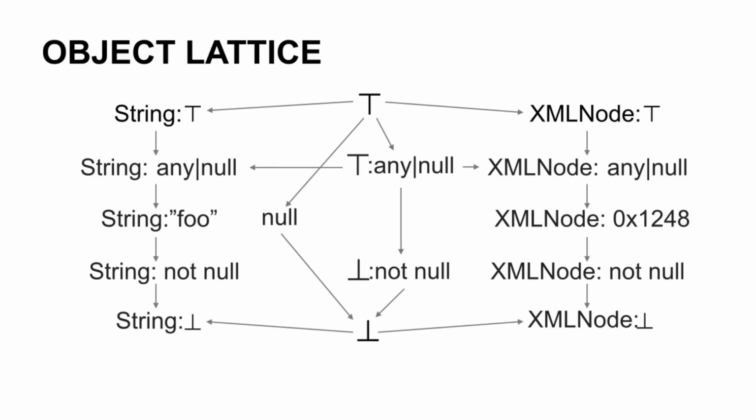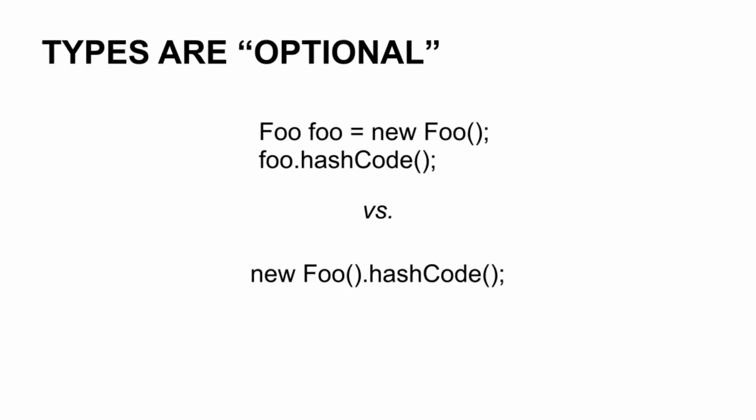And we can also represent sets with different properties, references that include null and references that don't include null, which allows us to do some cool optimizations. In fact, since we're doing all this reasoning about types, types are really optional. You've probably never really thought about it, but these two pieces of code are equivalent.